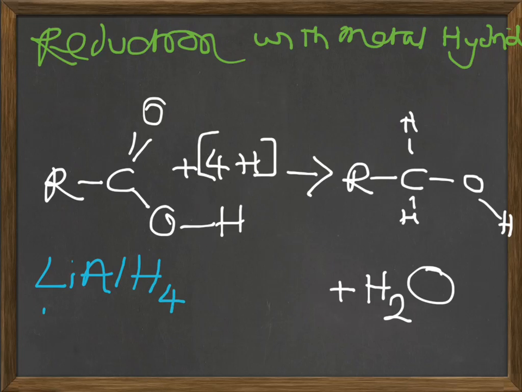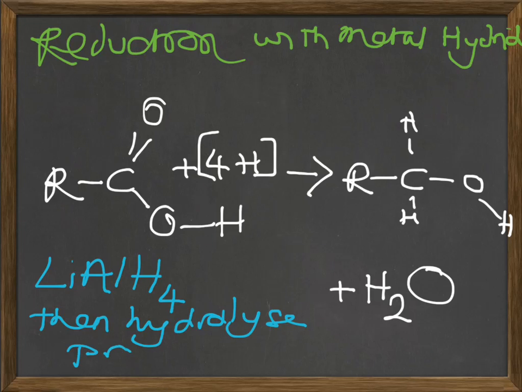LiAlH4. And then at the end, you're going to have to hydrolyze it to make the full carboxylic acid, because in the first step, you form that carboxylate ion, just the C with the 2 O's and the negative charge delocalized all over it.